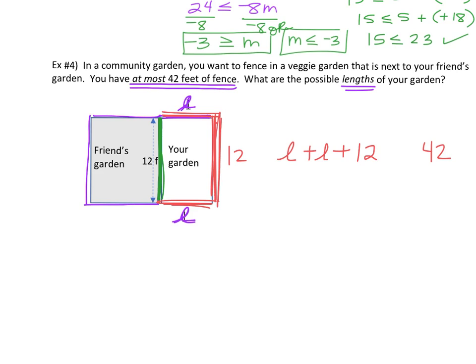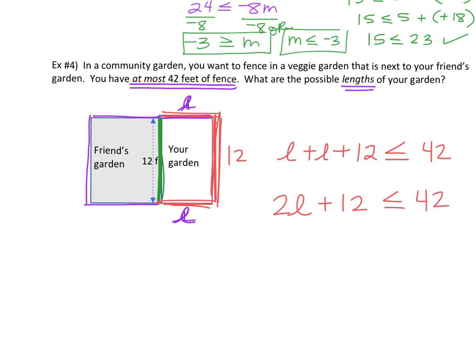Now, here's where a lot of people struggle. What's the symbol that's going to go there if we have at most 42 feet of fencing? Less than or equal to, right? This amount has to be less than or equal to the 42 feet that we have. Okay? Now we simplify that. What's L plus L? Length plus length. 2L. Okay? You're correct. You're both correct.